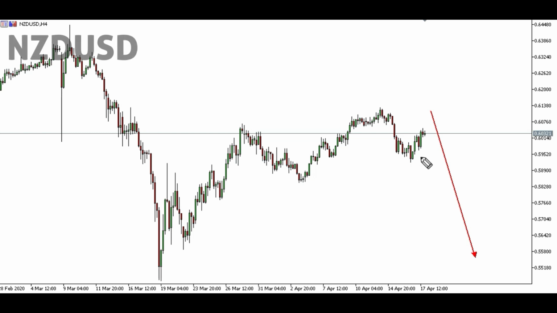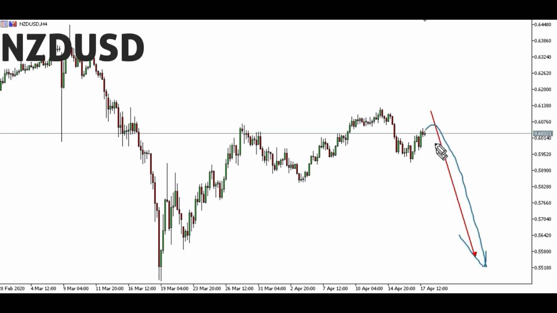NZDUSD. NZDUSD, our bias is down. There's a chance that we might move all the way until this level, then move down from this level, or we can move down from this level. But overall, our bias is down.